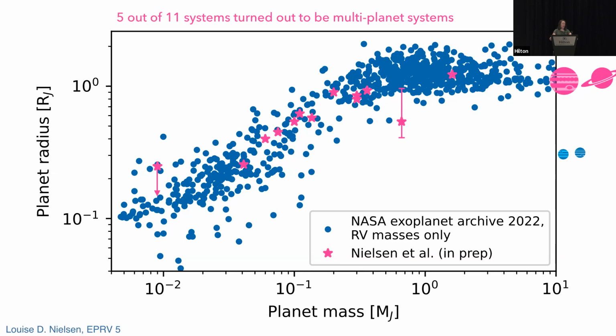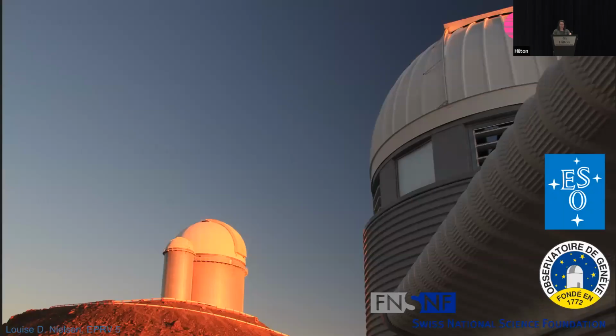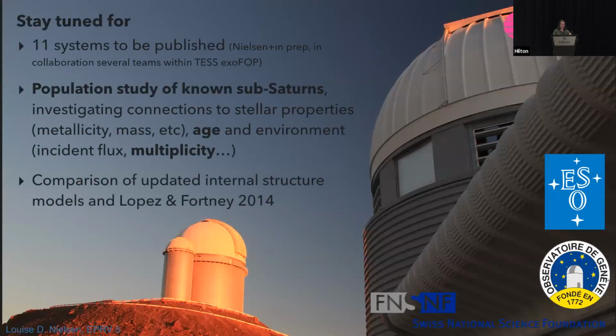And then also a lot of our targets turned out to be multi-planet systems. So this could again tie back to maybe some tidal inflation. That would fit with all of them being puffy Neptunes, let's say. So with that, I'll leave up my conclusions. I think the most fun part of this project will be to do the population study.